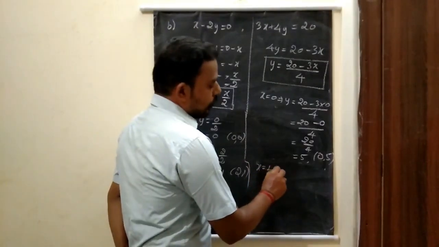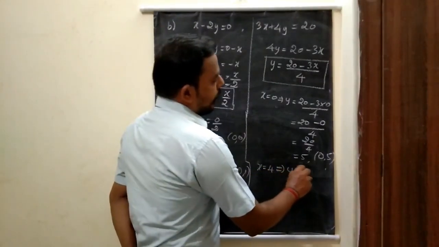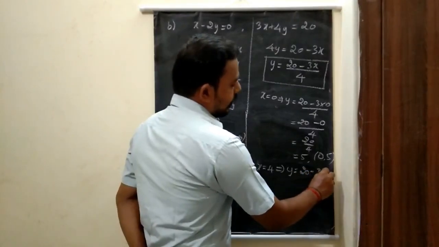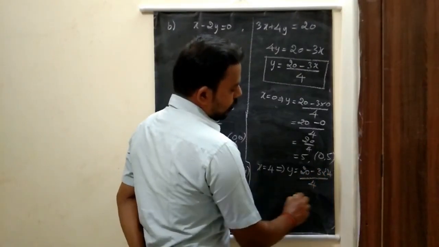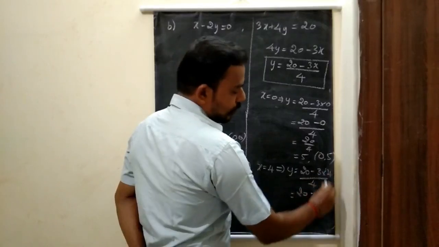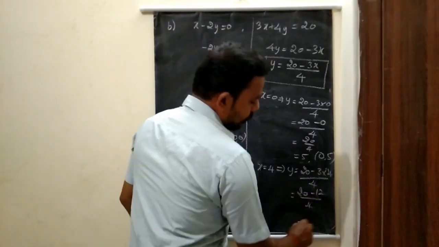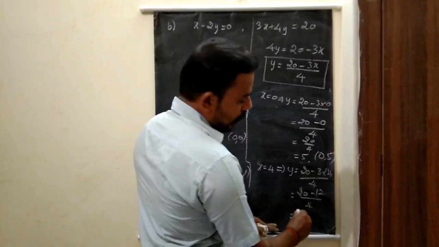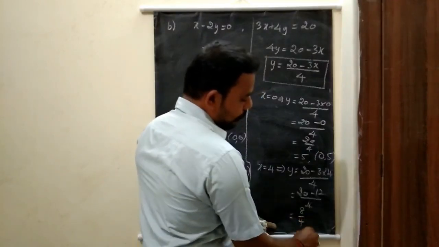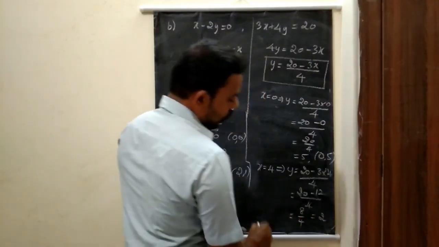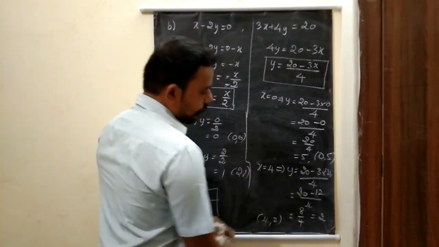So if x is equal to 4, what happened? y equal to 20 minus 3 into 4, divided by 4. So 20 minus 3 into 4, 12, divided by 4. So 20 minus 12, 8. So 8 by 4 equal to 2. So that is 4 comma 2.